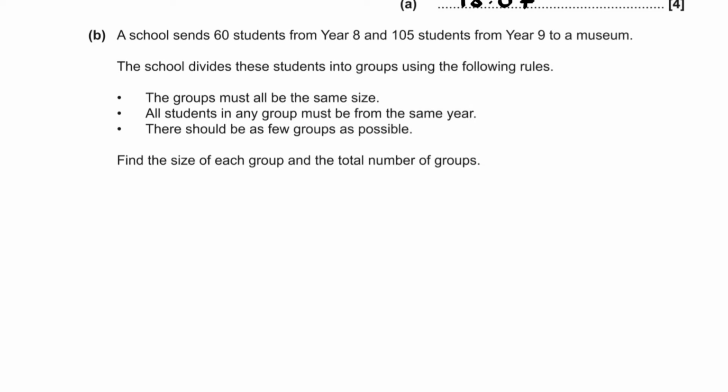For part B of the question, a school sends 60 students from Year 8 and 105 students from Year 9 to a museum. The school divides these students into groups using the following rules. The groups must all be the same size. All students in any group must be from the same year. There should be as few groups as possible. We have to find the size of each group and the total number of groups.